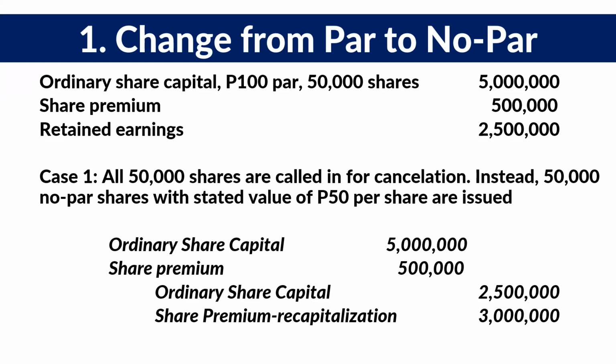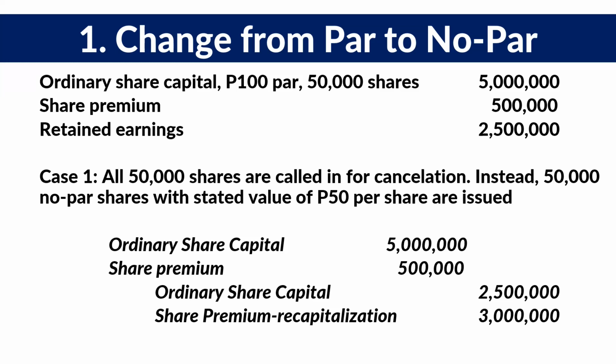So if that's the case, since ika-cancel natin yung old na mga par value share, what you're going to do is you debit, of course, the share capital at par, which is 5 million, and yung mga share premium natin na meron, i-debit din natin at 500,000. Then credit ordinary share capital at par. So that's 50 pesos times 50,000 no par value shares. So meron tayong 2.5 million. Tapos yung excess, credit natin sa share premium recapitalization.